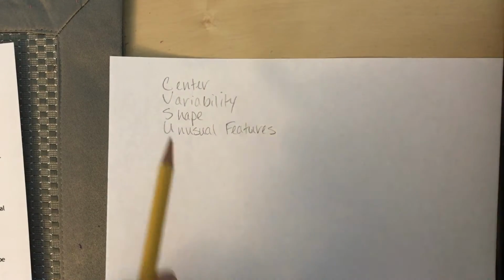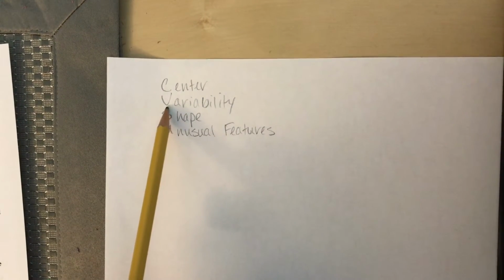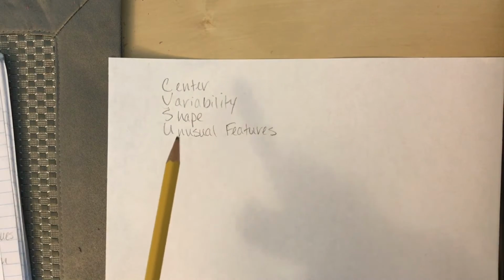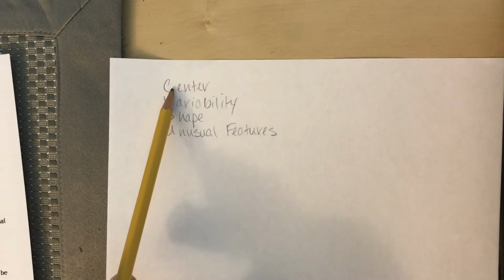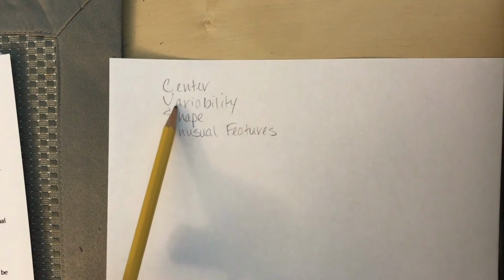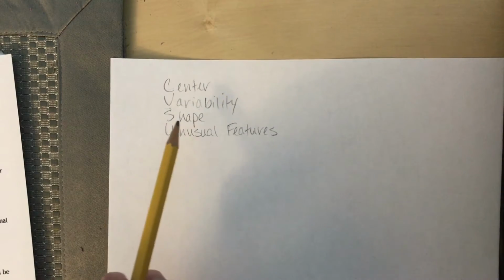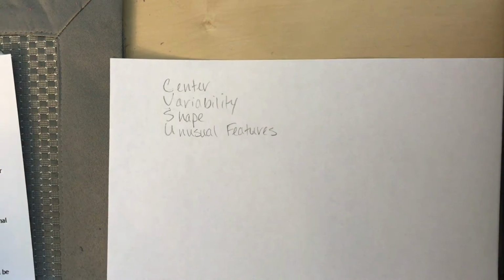For center, you're either going to look at median or mean. This one says to look at median, so that's what we're going to use. Then for variability, you're going to look at either the IQR or the standard deviation. If you're using the mean for the center, then you use standard deviation. If you're using the median for the center, then you use IQR. Since there's no table of values here with all the data points, we can't do variability for this problem.